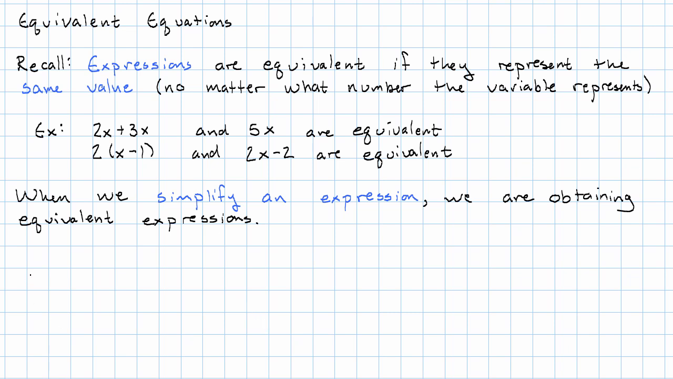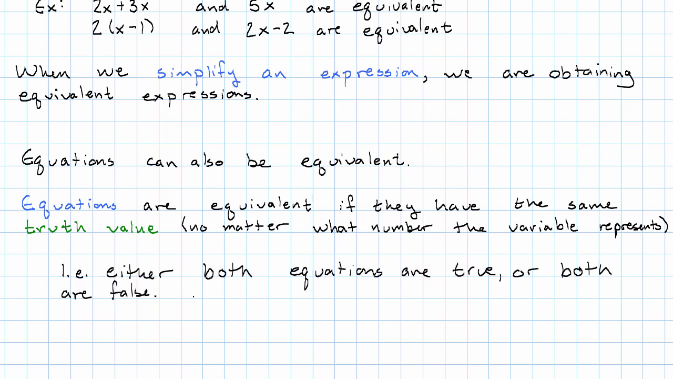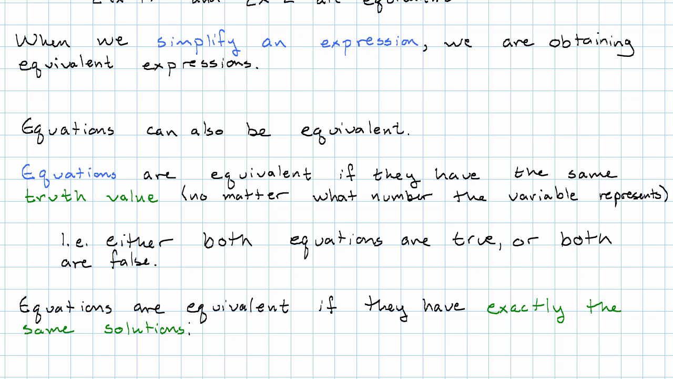Equations can also be equivalent. Now, there's a definition of equivalence for equations that follows sort of the same form as the definition of equivalence for expressions. Two equations are equivalent if they have the same truth value, no matter what number the variable represents. In other words, either both equations are true for some value of the variable, or both equations are false. Another way to state this is, equations are equivalent if they have exactly the same solutions.